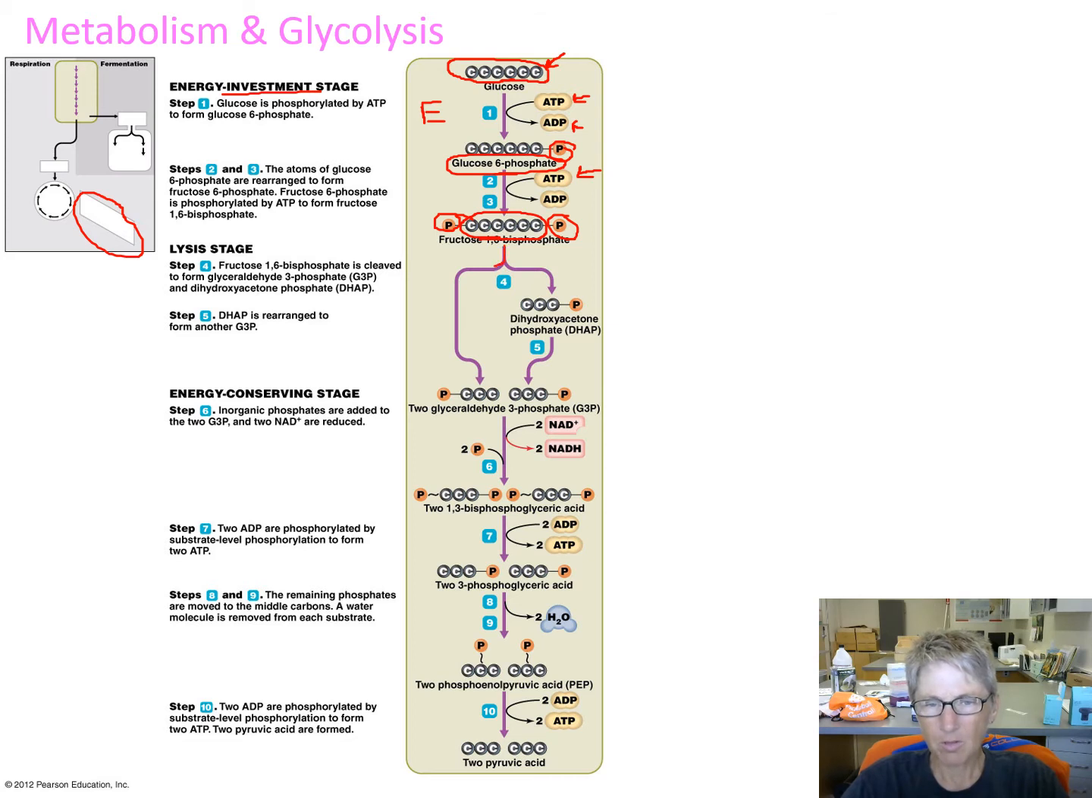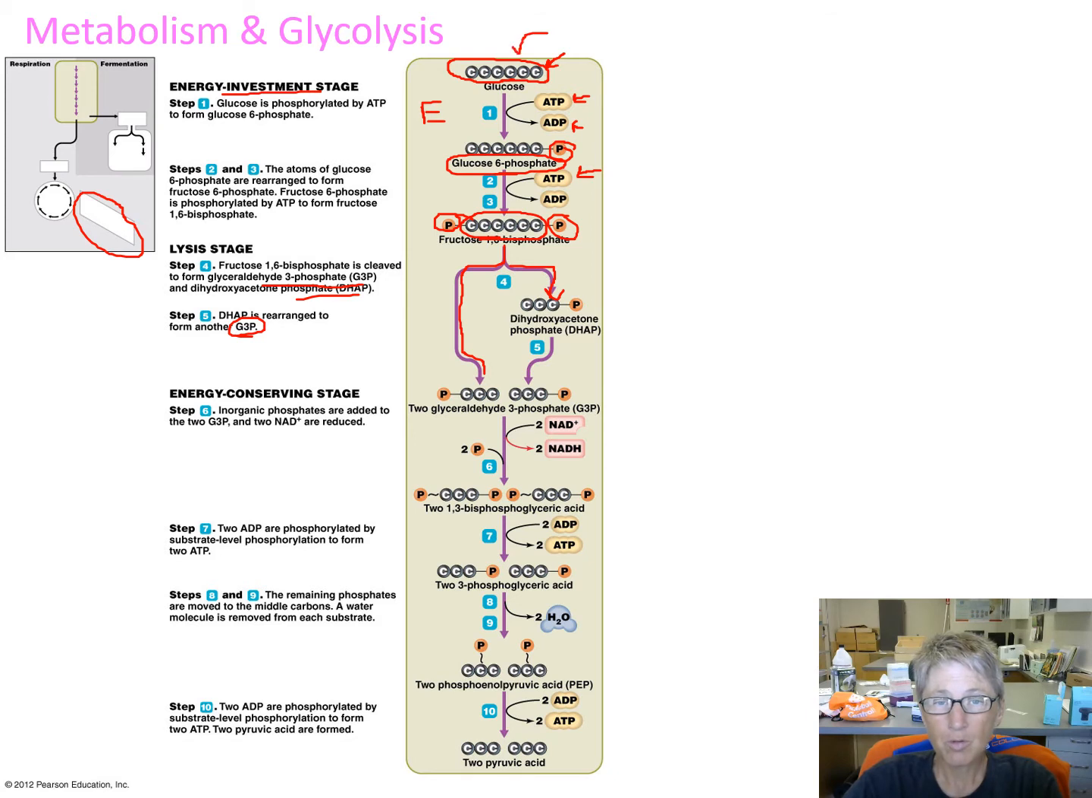And then you can see the glycolysis pathway splits. Stage 4 says fructose 1,6-bisphosphate is cleaved to form G3P and DHAP. And then DHAP is rearranged to make another G3P. Now this is interesting. Okay, Mother Nature, if you're going to make 2 G3P, why don't you just make 2 G3P at once? Well, she didn't. She made DHAP, and then it gets turned into G3P.